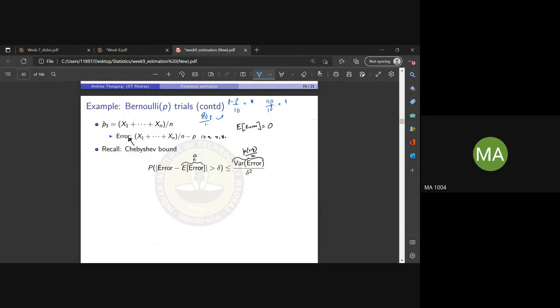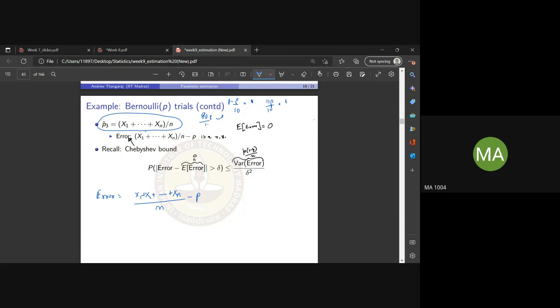Okay, in the third part, you have the estimator P3 hat equal to the sample mean. If you define the error, it is (x1 plus x2 plus up to xn) by n minus p. Now this is no more a small number. You are dealing with n random variables here, and it is not possible for you to check all the cases that x1, x2, xn take and find the corresponding error. So what do we do in such cases?